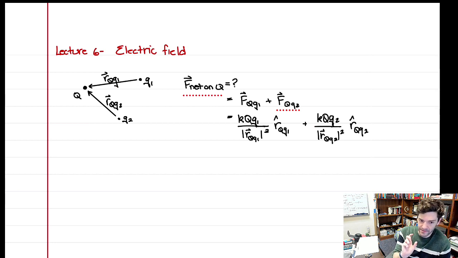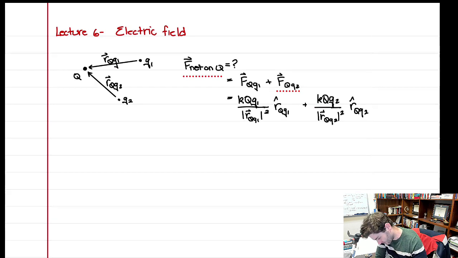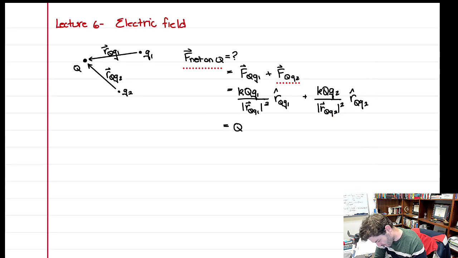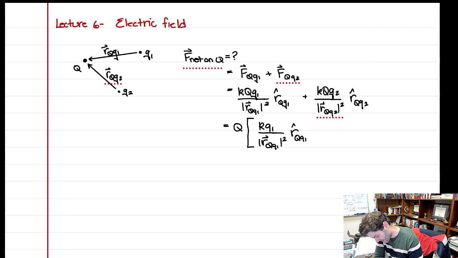Let me factor out that capital Q. So I'm going to write this instead as big Q times this big bracket: k Q1 over r_{Q,Q1} squared, times the unit vector r-hat_{Q,Q1}, plus k Q2 over the magnitude r_{Q,Q2} squared, multiplied by its unit vector r-hat_{Q,Q2}.